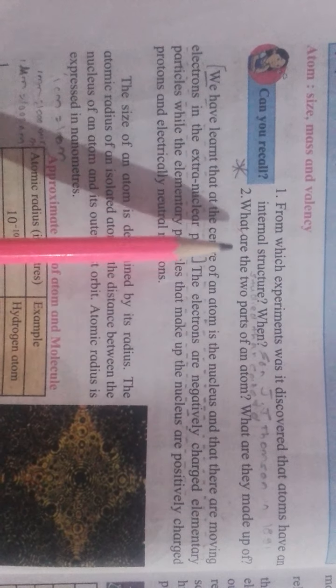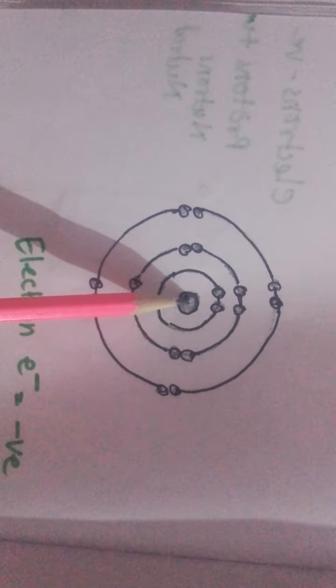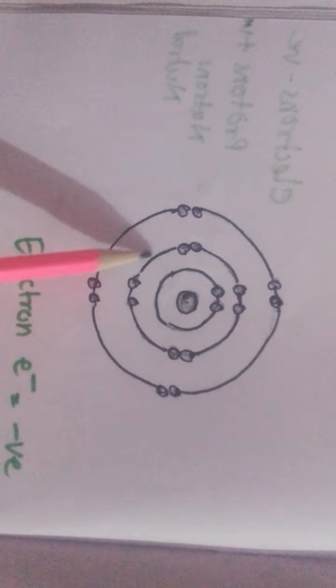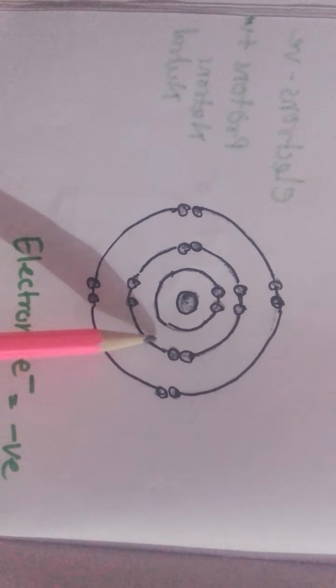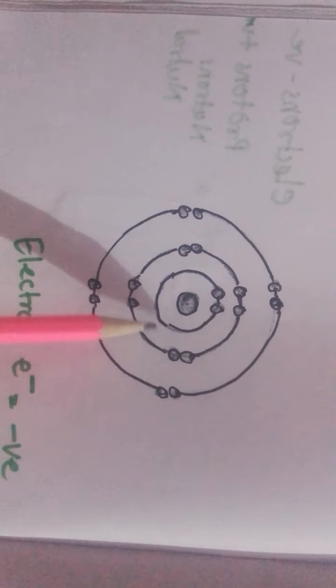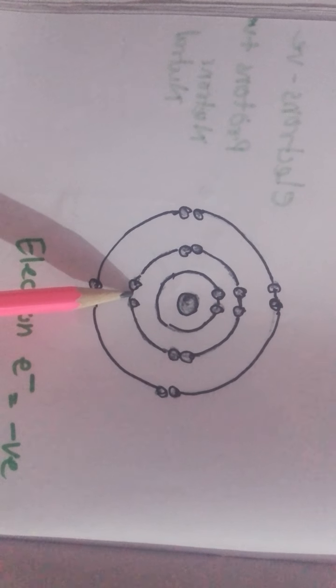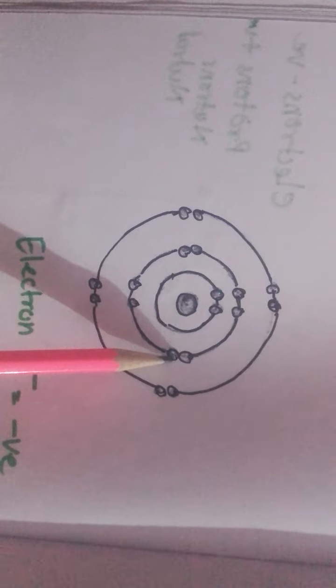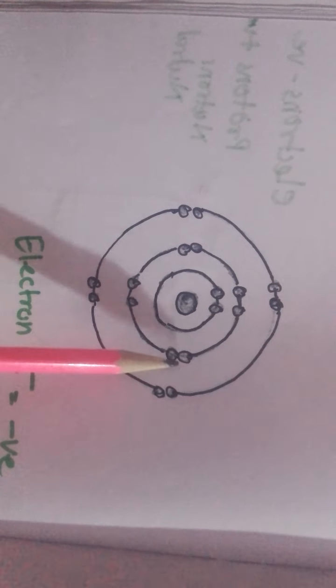Question number 2. What are the two parts of an atom? What are they made up of? Students, we know that the two main parts of the atom are the nucleus and electrons. That is most important. Let us see. This is the nucleus and these are electrons. They are moving around the nucleus, on the orbit of that nucleus. Students, you know these are electrons. They are negatively charged. Keep in your mind that electrons are negatively charged.